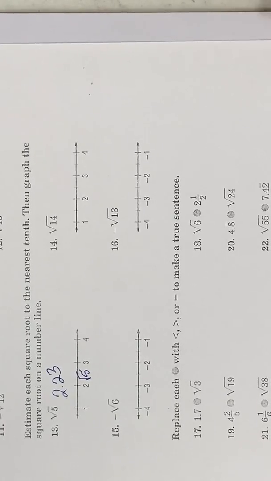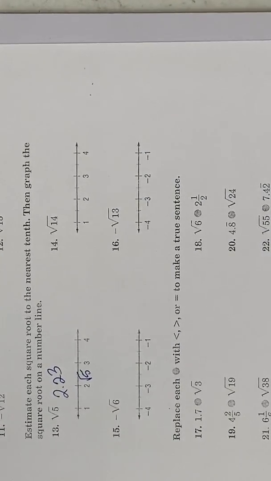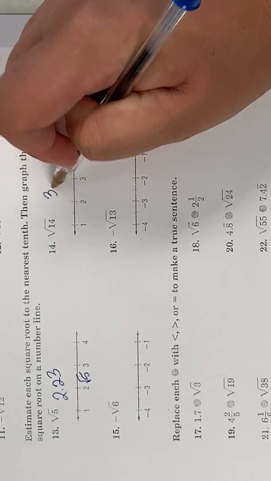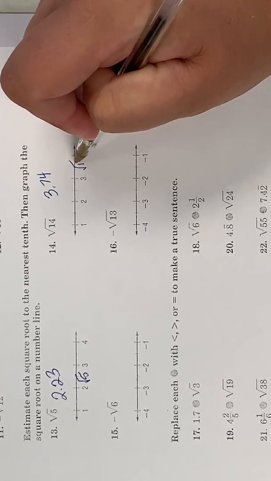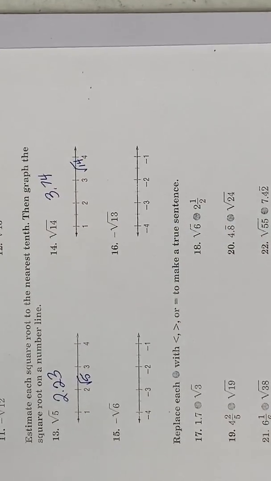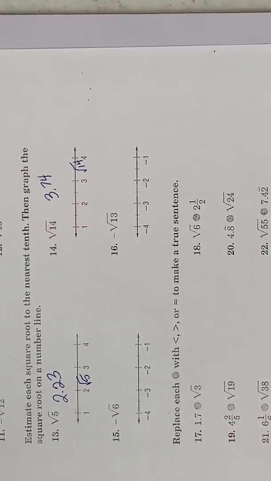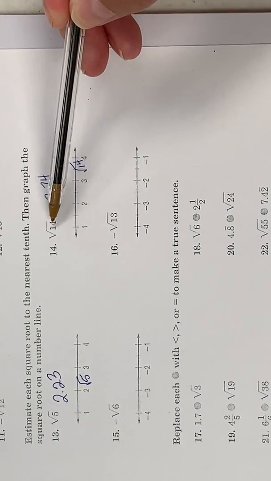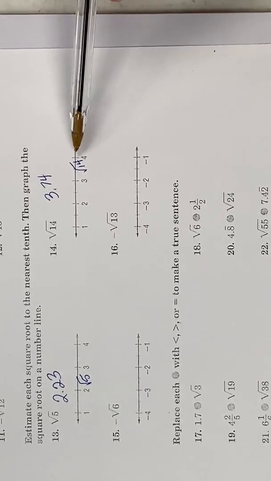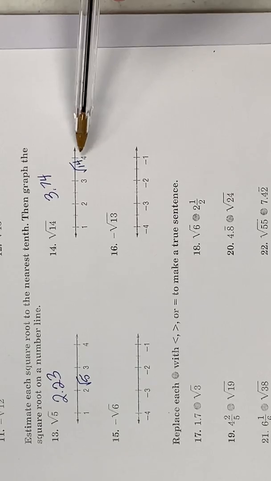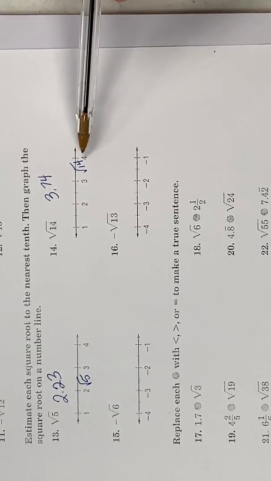Okay, so now let's do square root of 14 in your calculator. Second x squared, 14, enter. And what do you get? 3.74. So where does this go? It goes closer to the 4. When you're marking it on a number line, you need to make sure that you use what they originally give you, not what you reduced it to. So on my answer, I am putting square root of 14, not 3.74.